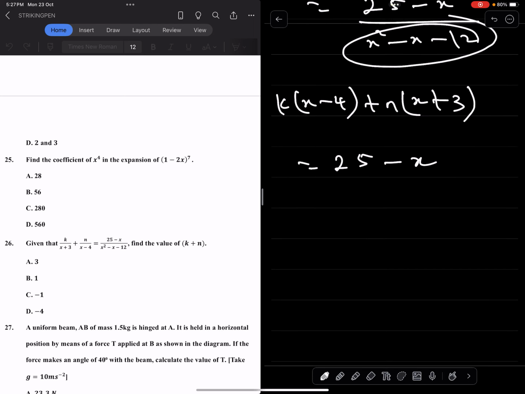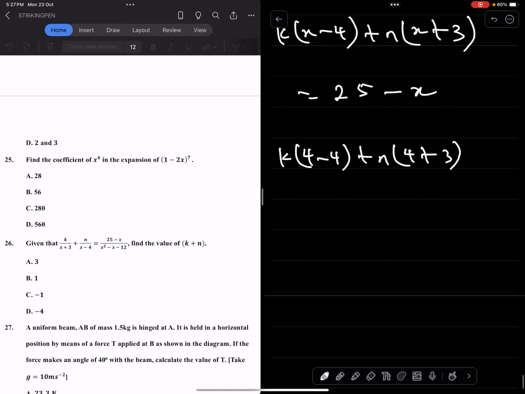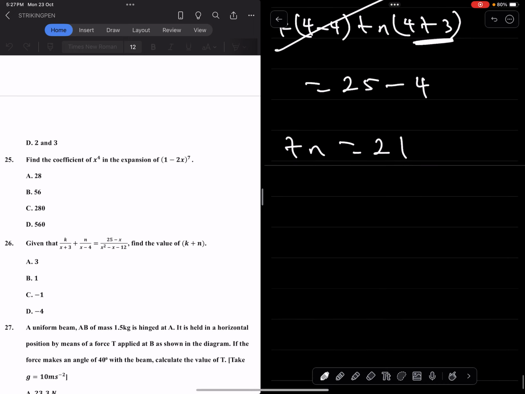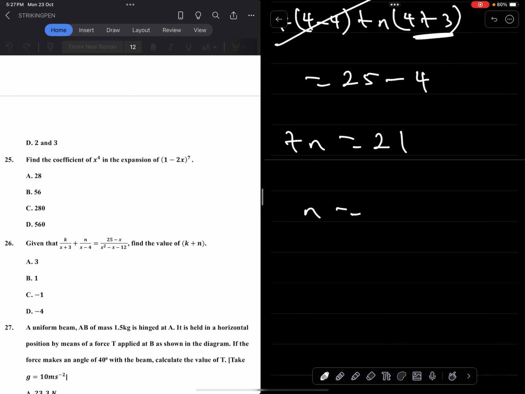Now I want to put x equals 4. If I put x equals 4, that simply means k into bracket 4 minus 4 plus n into bracket 4 plus 3 is equal to 25 minus 4. Of course, this will be 0, and I'll be left with 7n, 4 plus 3 is 7, times n is 7n, equals 21. And that simply means n equals 3.